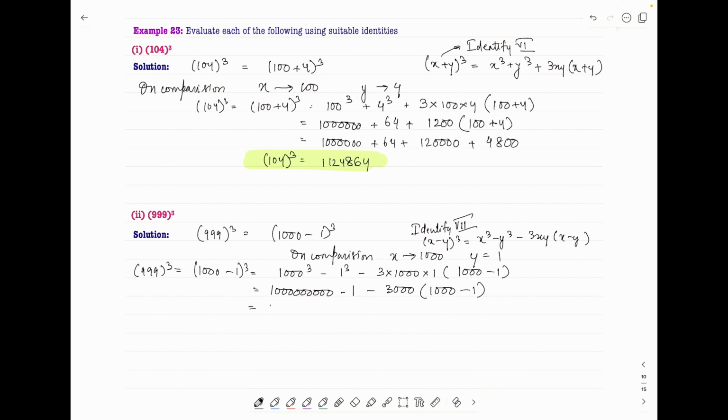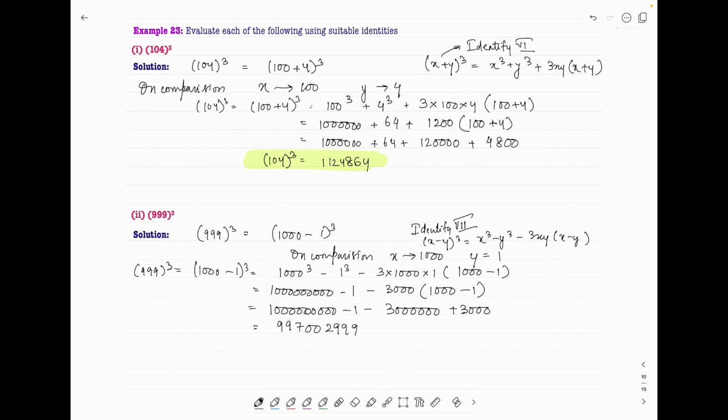Got my point? So this becomes 100 crores, 9 zeros, minus 1. This is 30 lakhs, 6 zeros, plus 3000. Okay. On solving this, what answer will you be getting? Here you have to solve it. There is no shortcut like this.